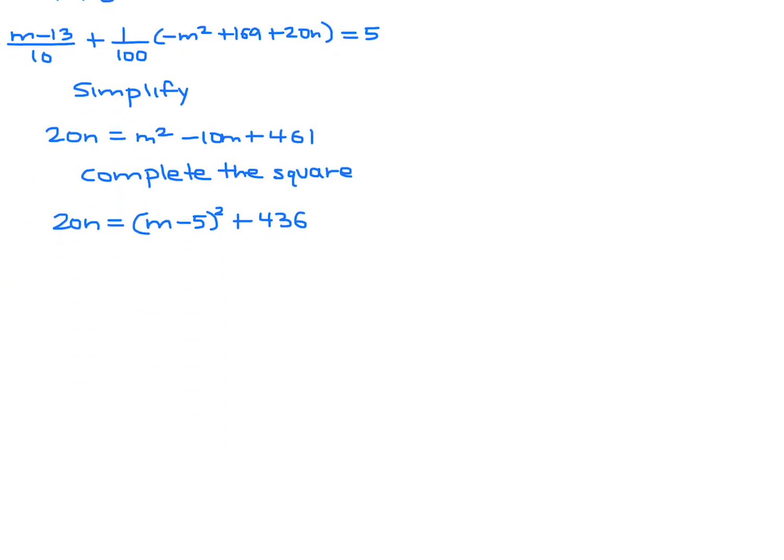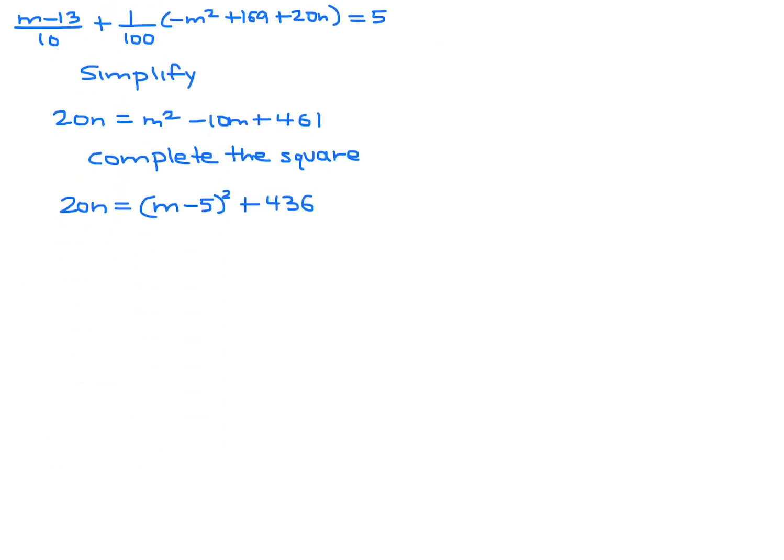All right. So now let's talk about this. This is the equation that pretty much we're down to. This is our sort of final equation that we need to discuss. Well, 20N is obviously an even number. 436 is an even number. So that means this guy has to be even. And therefore, M minus 5 is even. And therefore, M is odd.